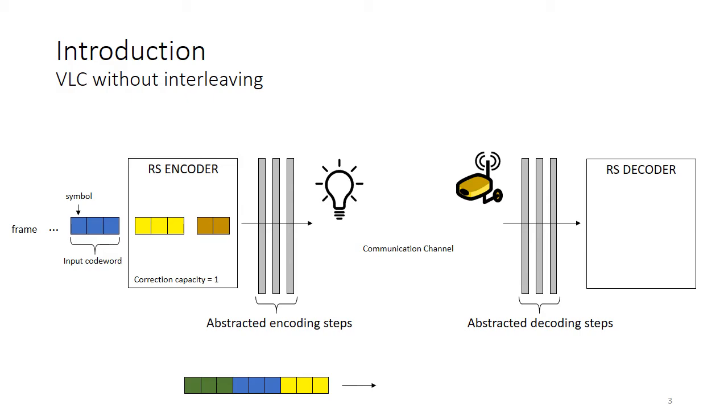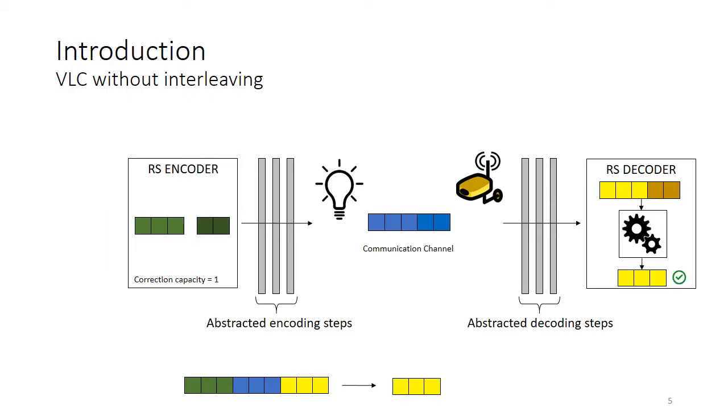Firstly, the input code word is treated by the Reed-Solomon encoder, which is responsible for including redundant symbols to the data. Those symbols are represented by the boxes with darker color. The yellow code word leaves the RS encoder with 5 symbols and is transmitted to the communications channel, while the next code word enters the RS encoder. When data reaches the receiver, it enters the Reed-Solomon decoder and is recovered in order to obtain the original message.